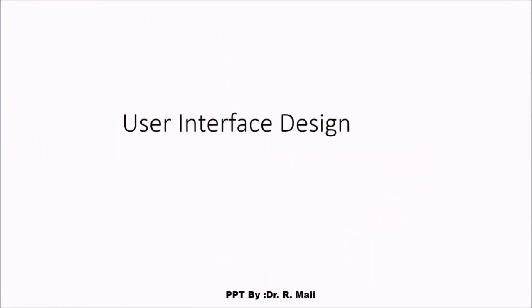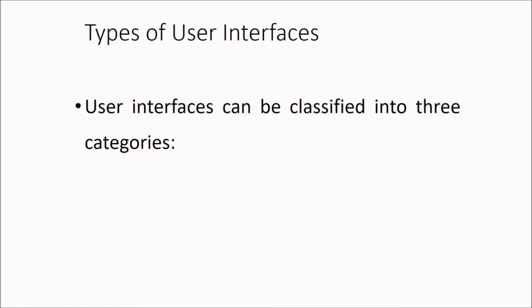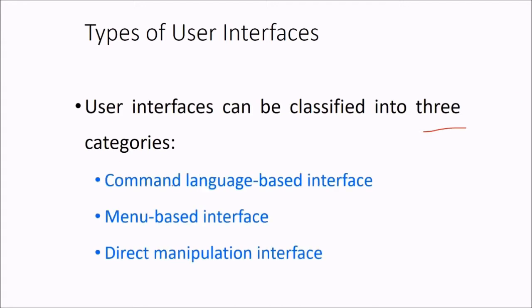Now we are looking at a very important aspect of software engineering, that is user interface design. There are various types of user interface designing. User interfaces can be divided into three main categories. First is your command line based interface. You might have seen Windows users with a black screen, or in Unix a blue screen. These are command line based interfaces.